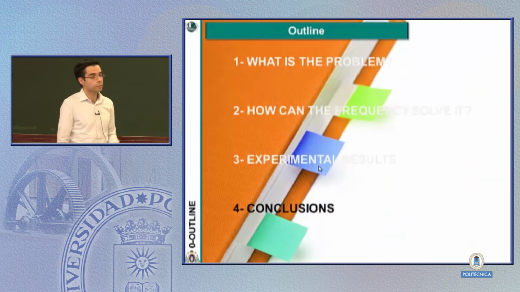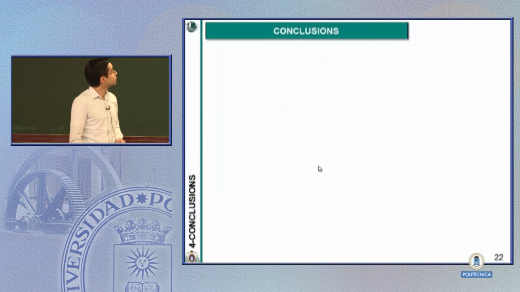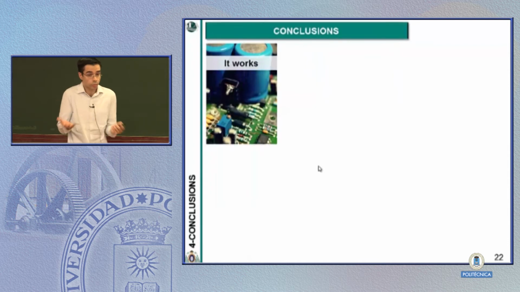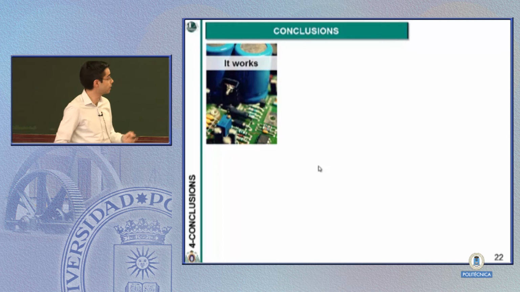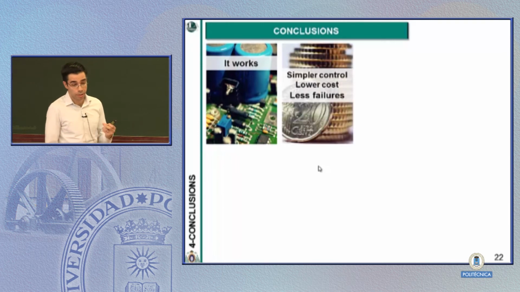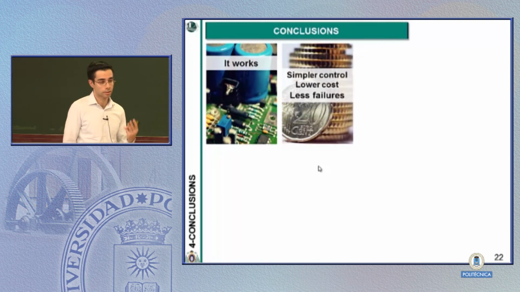And yes, to finish very fast, the conclusions: it works. It's a valid idea. I'm not saying that maybe that prototype should be as it is implemented right now, but as an idea, it's perfectly valid. We obtain a simpler control, just 2 control signals, just 2 MOSFETs, a lower cost, obviously, and also fewer failures. This is important. Well, it all depends on the application.